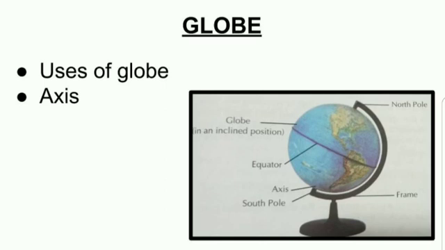The North Pole and South Pole you can see. And the tilted axis of the earth is called the axis of the earth. And the black color that you see is a frame. And the earth is kept in a slightly inclined position.